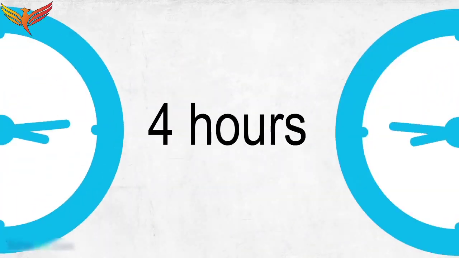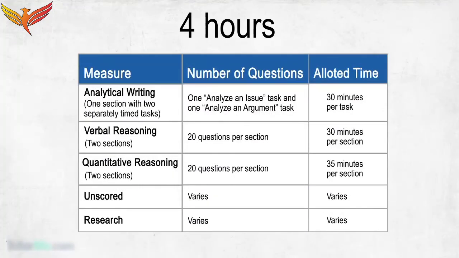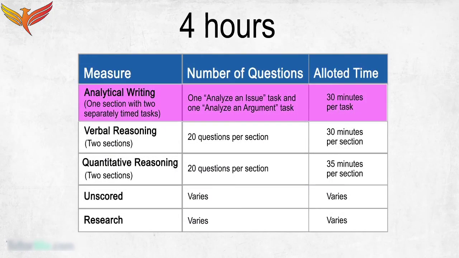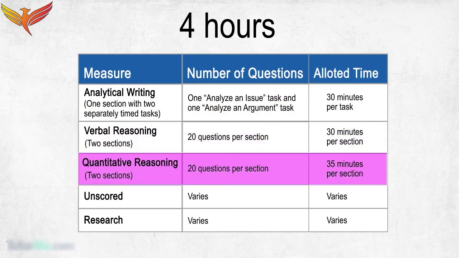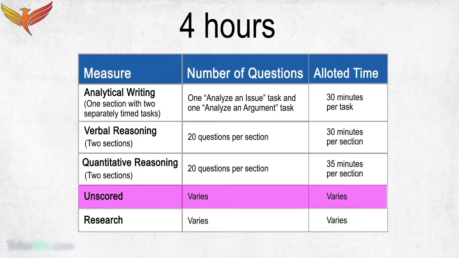The GRE is 4 hours long, including breaks. Here's how the timing of the test is broken down. Analytical writing is 30 minutes per task, verbal reasoning is 30 minutes per section, and quantitative reasoning is 35 minutes per section. An unidentified unscored section that does not count towards your score may be included and may appear in any order after the analytical writing section.